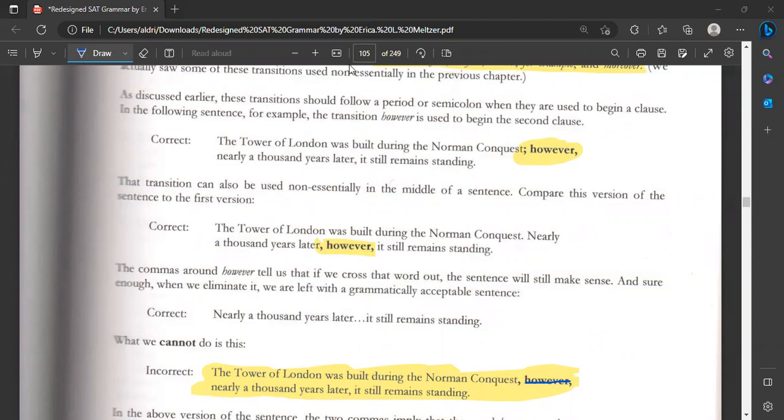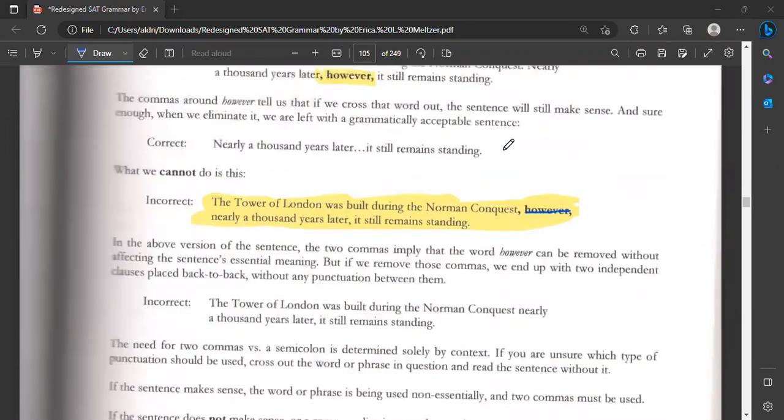Yes, so just like Tower said, it's the commas with however. So what makes this wrong is, let me see if we have the sentence down here. Yep, look at what happens here. The Tower of London, thank you, Tower, by the way. The Tower of London was built during the Norman conquest. Nearly 1,000 years later, it still remains standing. Is this a run-on sentence?